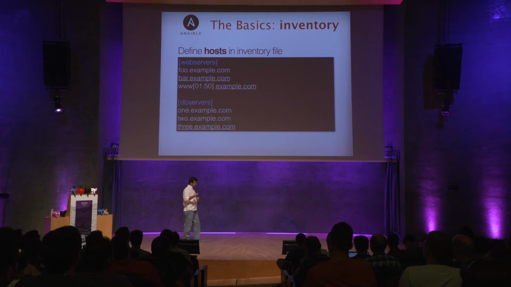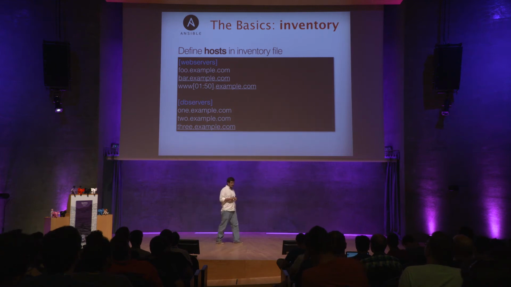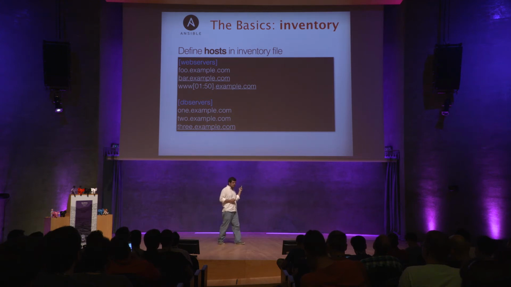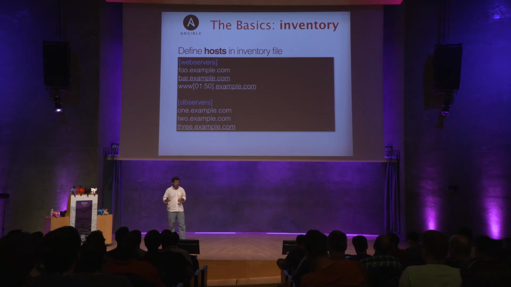It's just a list of servers or hosts. And you can group them in different groups. So you can have web servers, database servers, queue servers, whatever. And you can define multiple servers in one line with a range. So here we have 50 web servers. In this file, you can also add custom parameters for each server if you need to.